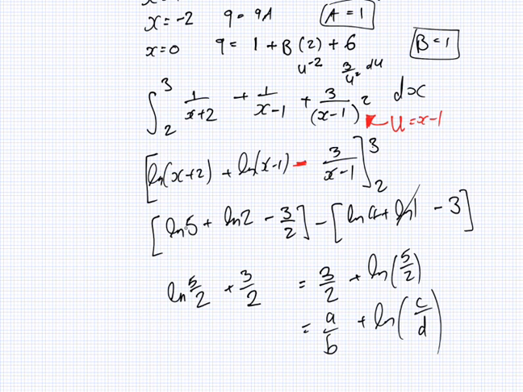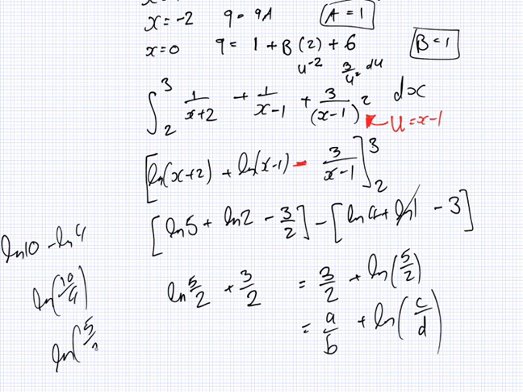Yeah, it looks like that, but in fact what really happened was log 5 plus log 2 is log 10. And then here is minus log 4, which is log 10 over 4, which is actually log 5 over 2. So there's actually a couple of steps that went into making this.